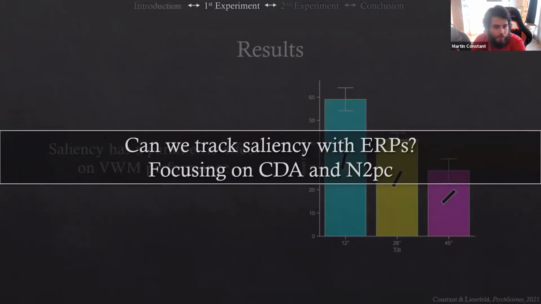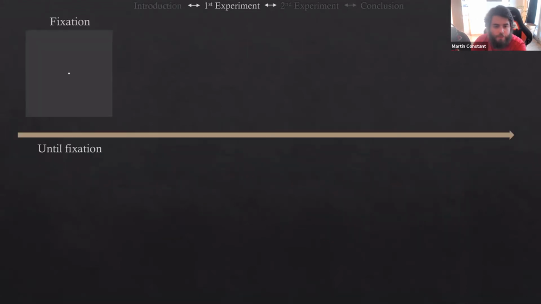But today, we will focus on ERPs. And the question is basically, can we track saliency with ERPs? And we'll focus on lateralized ERPs that are the CDA and N2PC. So shortly, for those who may not know, CDA is a marker of working memory maintenance, and N2PC is a marker of attentional allocation. CDA is late, and N2PC occurs over 200 to 300 milliseconds, basically.